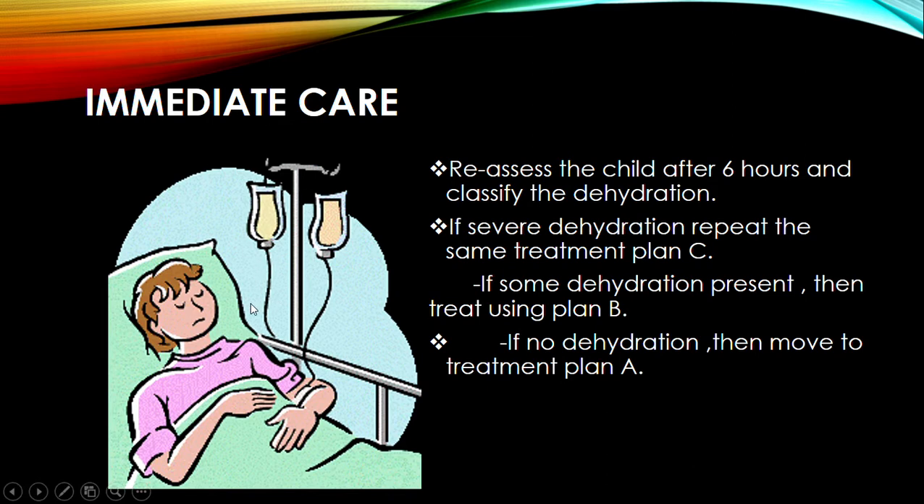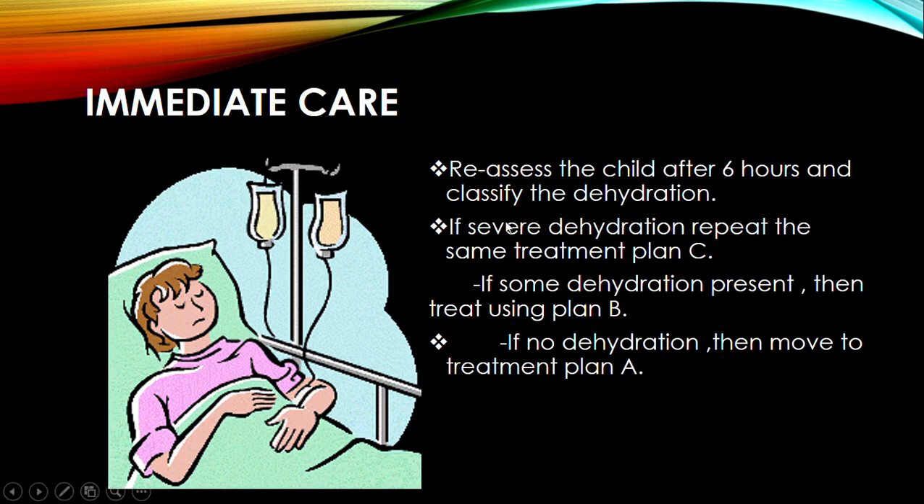So this is what we can see. This child has intravenous fluids which are running. Then we reassess the child after 6 hours and classify the dehydration. Intravenously, we administered the fluids: we gave 30 ml per kg body weight in the first 1 hour, then in the remaining 5 hours we administered 70 ml per kg body weight. After 6 hours, we reassess the child.